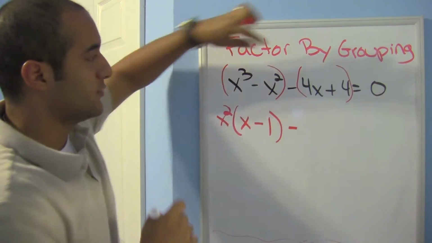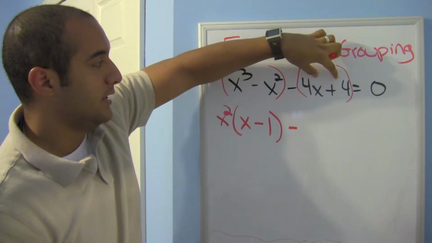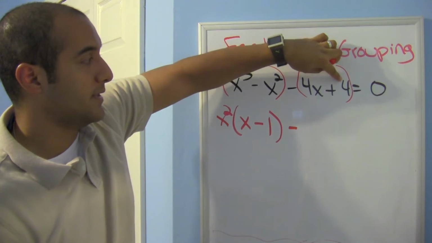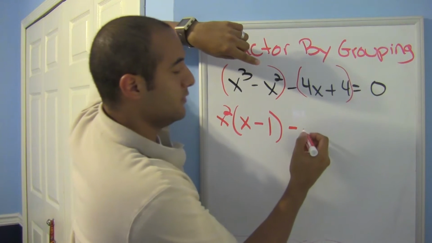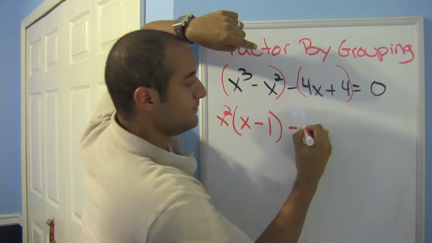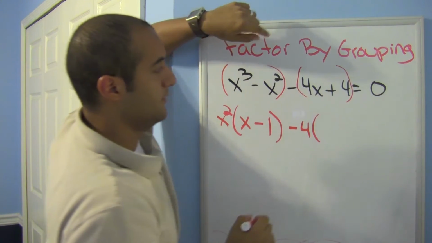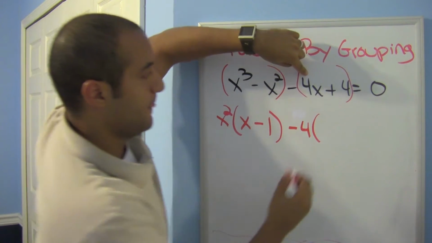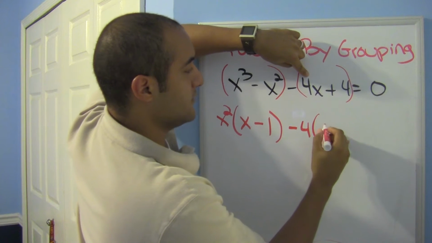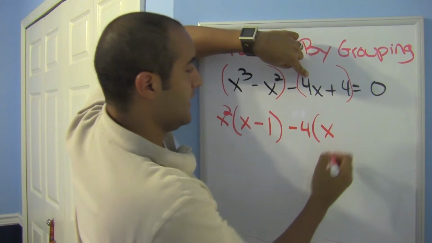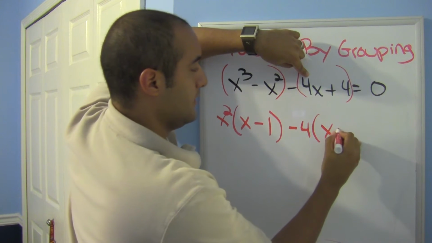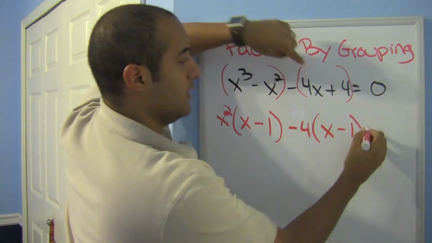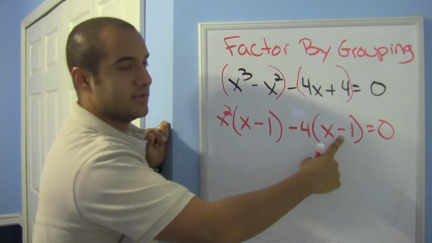Minus, notice what I have here. These share a 4, so I'm going to take a 4 out. Now, notice that when I take this 4 out, what kind of 4 was this? This was a minus 4. So I have an x here, minus 1. Now why is that? Why did I change the sign?